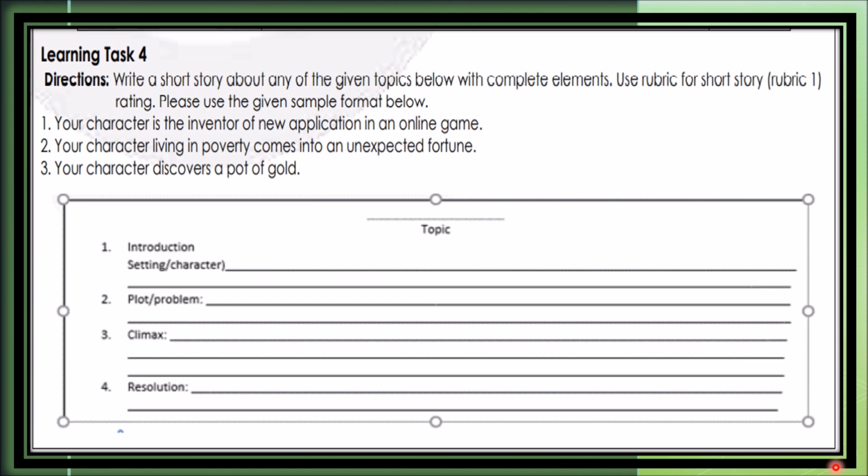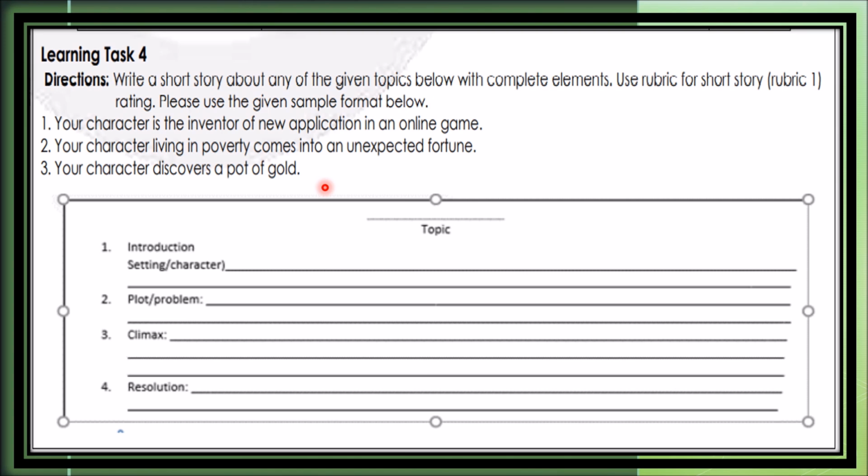So here, for learning task 4, you're going to write a story on any of the given topics below with complete elements. Use the rubric for short story. Please use the given sample format below. Okay? Your character is the inventor of a new application in an online game. Or your character living in poverty comes into unexpected fortune, or your character discovers a pot of gold. So you can choose one here.